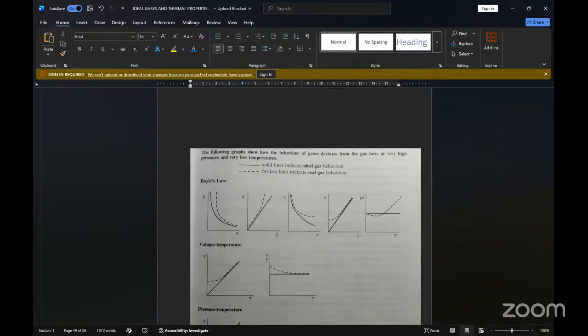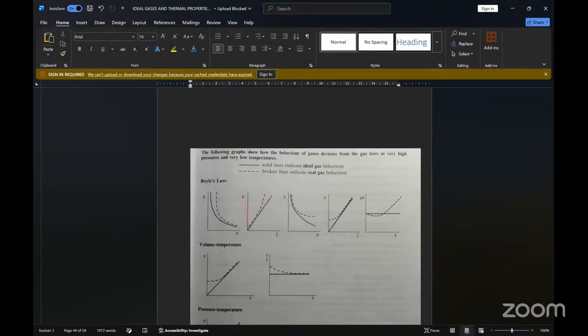In the next one, again, pressure is plotted with 1 over volume. We are not interested in volume. We're interested in pressure. So whereas this is a straight line, when the pressure is increasing, at the beginning they are close together. But as the pressure is increasing here, it begins to deviate, move away from the straight line. That's why you have the dotted line bending away from that, okay? So again, this is high pressure.